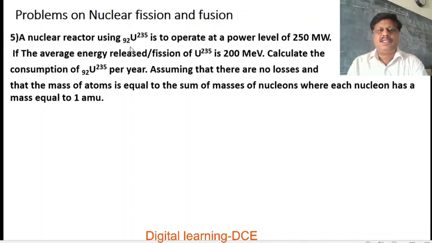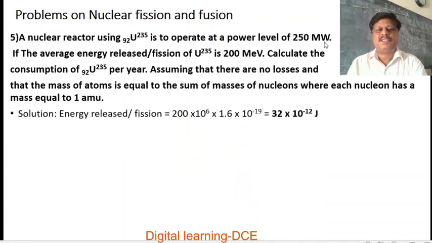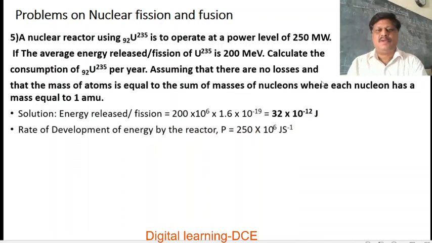So, a nuclear reactor using uranium-235 is to operate at a power level of 250 megawatts. And also the energy released per fission is given as 200 MeV. So, 200 into 10 power 6 eV into 1.6 into 10 power minus 19 gives 32 into 10 power minus 12 joule. We have to calculate the consumption of uranium-235 per year, that is the mass of uranium-235 consumed in a nuclear reactor per year.